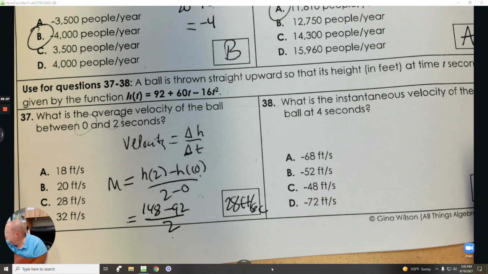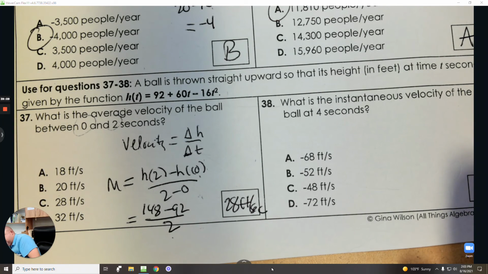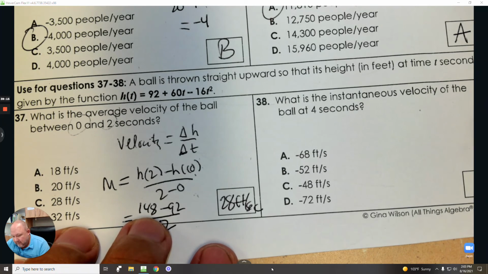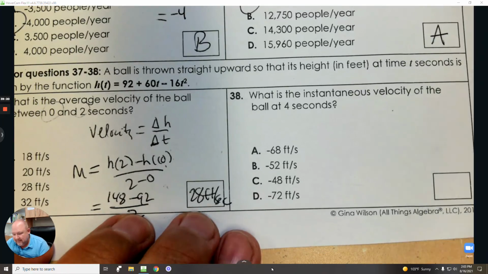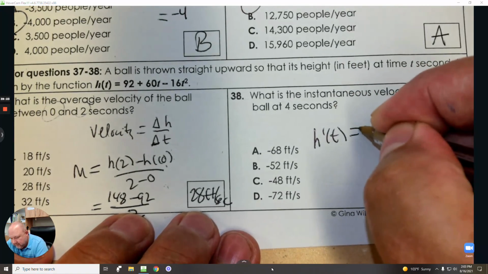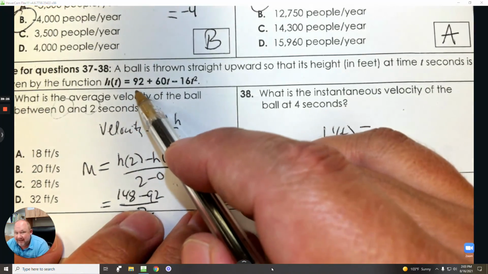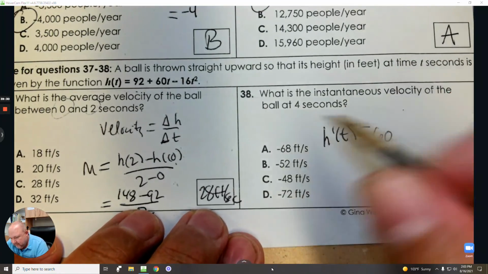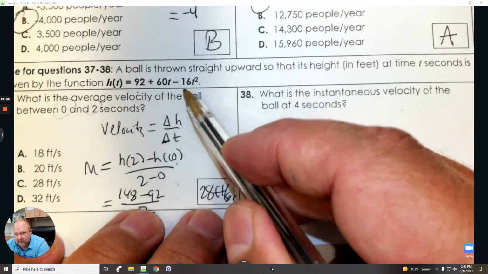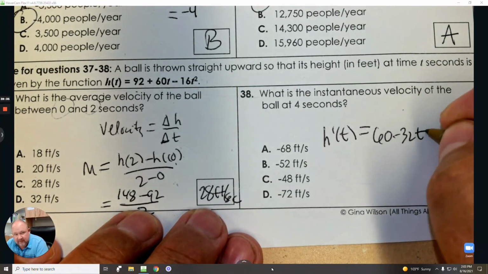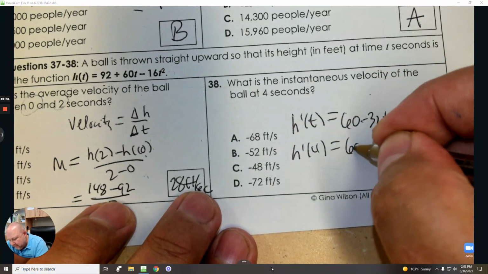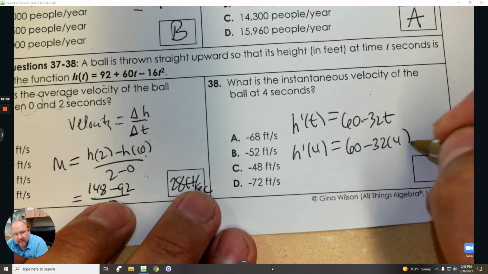For question number 38, what is the instantaneous velocity of the ball at 4 seconds? For this one, we're going to take the derivative. So I want to take the derivative here. So the derivative of 92 is 0. The derivative of 60t is 60. And then 2 times negative 16 is negative 32t. So take the derivative and then plug in 4 and find the derivative at 4 seconds.